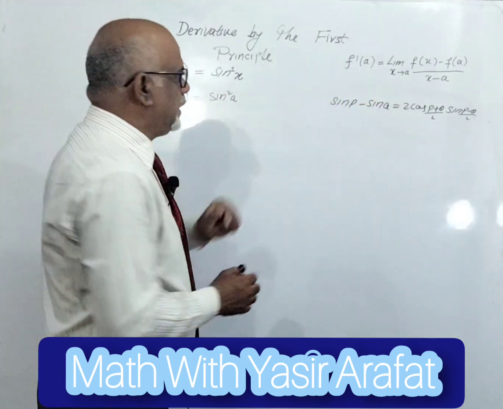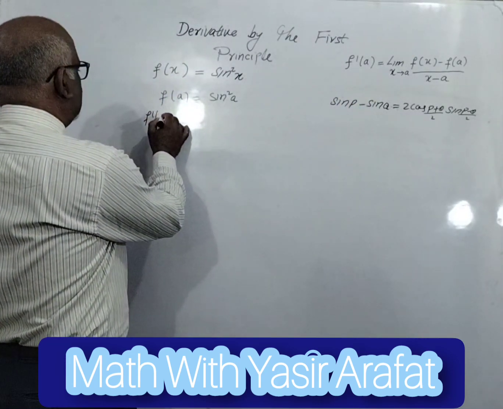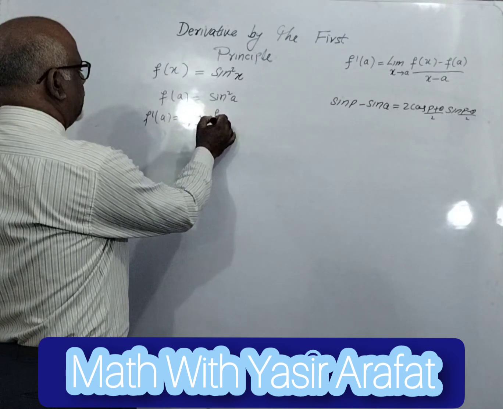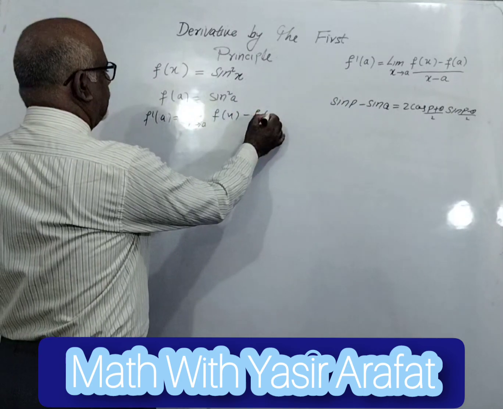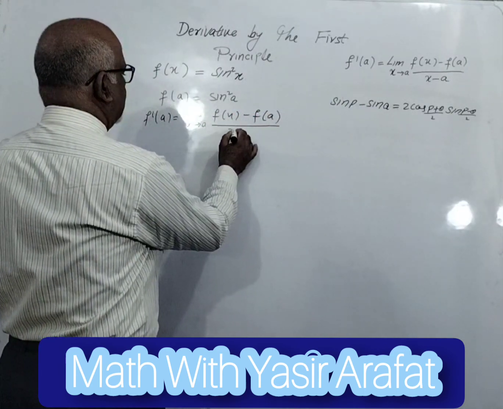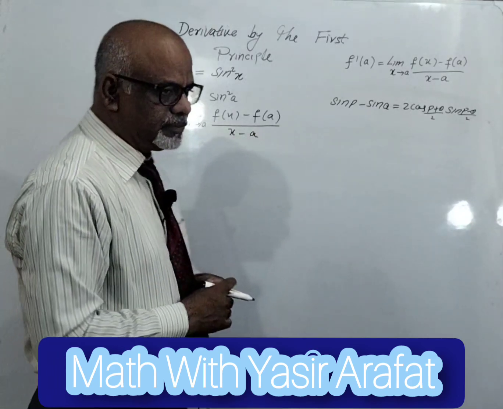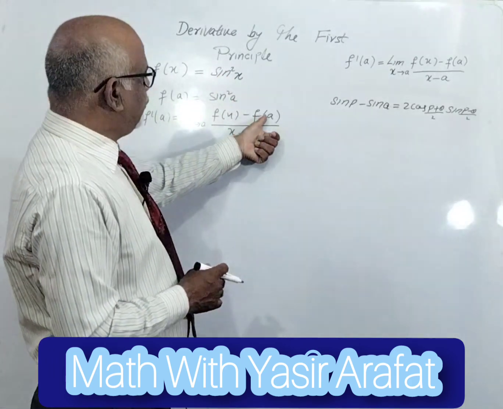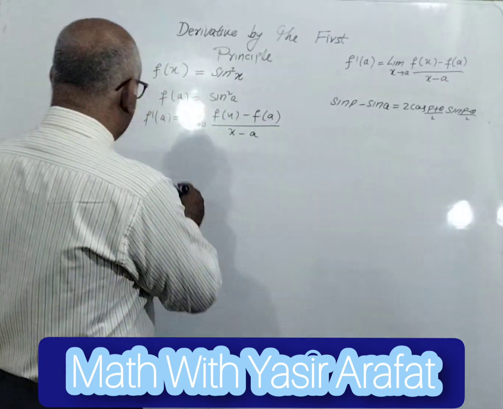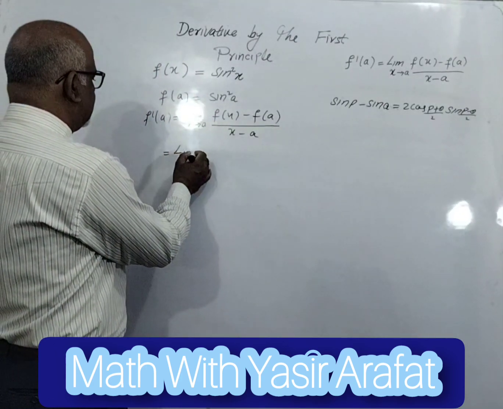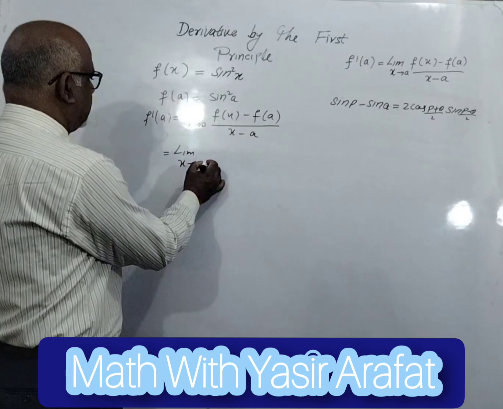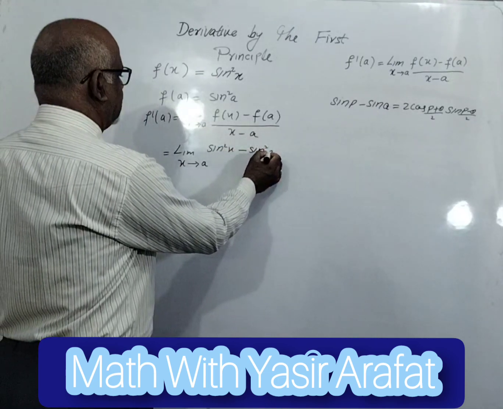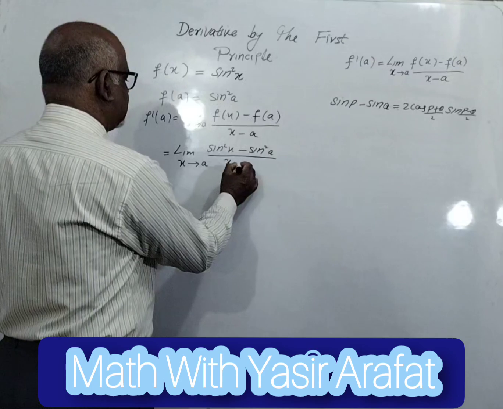We have to use the formula here, that is f prime of a equals limit x tends to a, f of x minus f of a, divided by x minus a. So we just put the value f of x equals sine square x, and f of a equals sine square a. Putting it in the formula, that is sine square x minus sine square a, whole divided by x minus a.